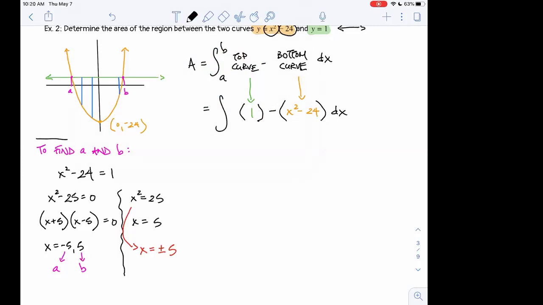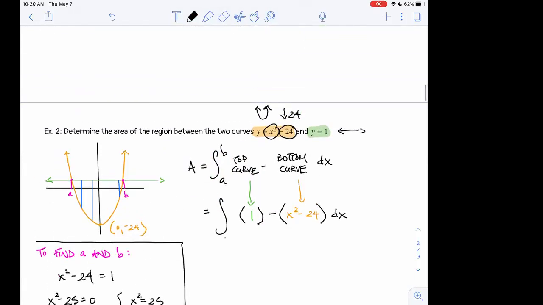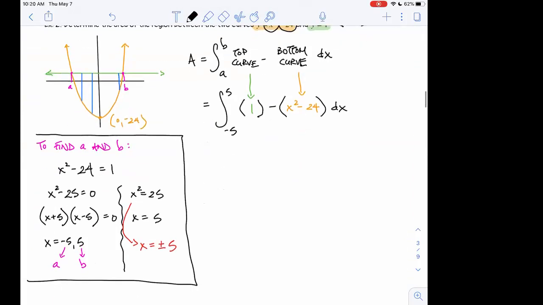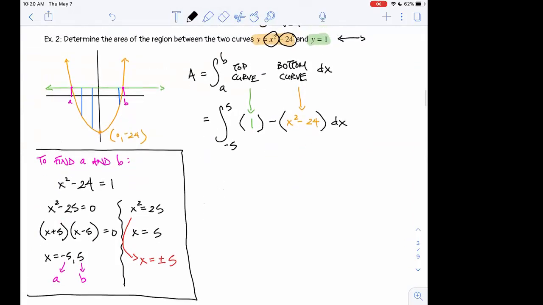All right, so we found our a and our b, and we can go ahead and put in a -5 at the bottom of my integral symbol and a +5 at the top of the integral symbol. Okay. Are there any questions so far about the setup?